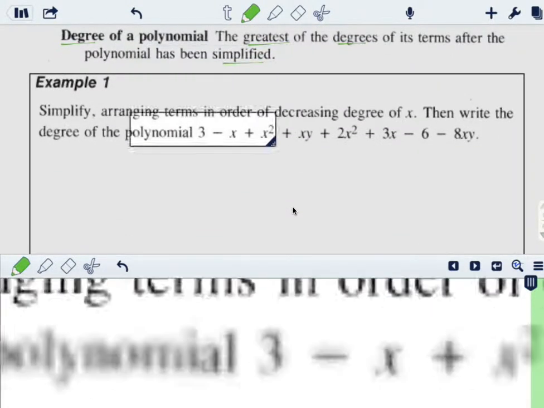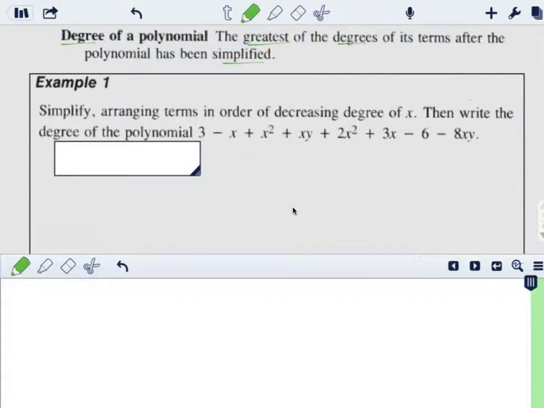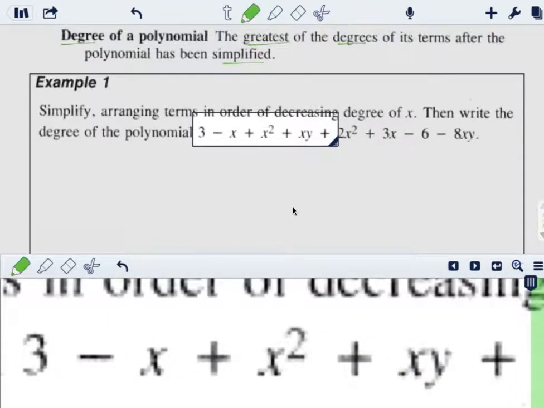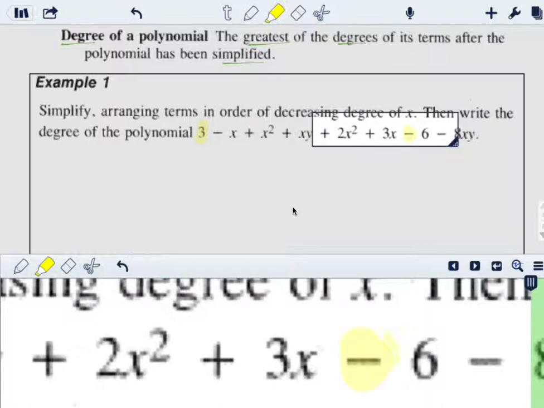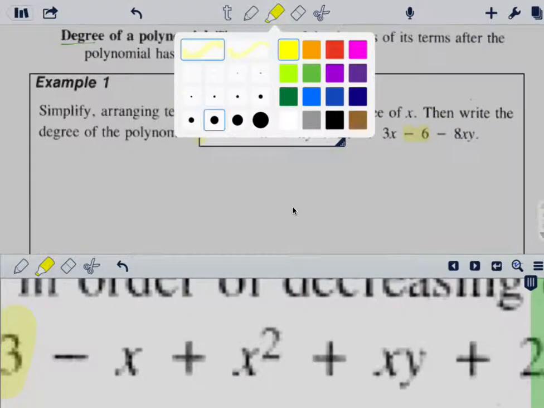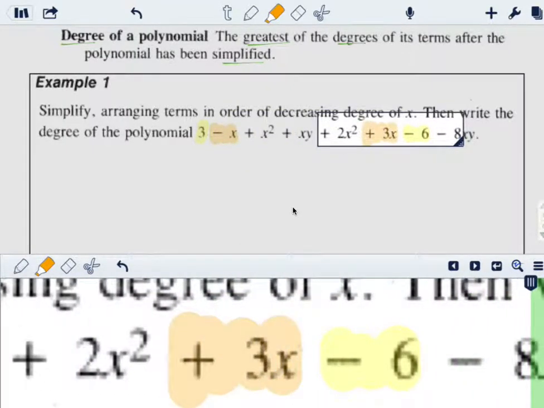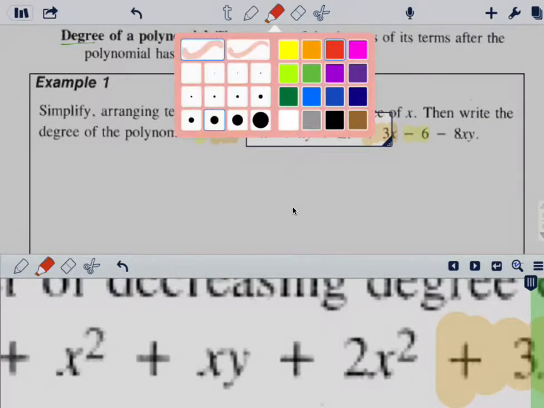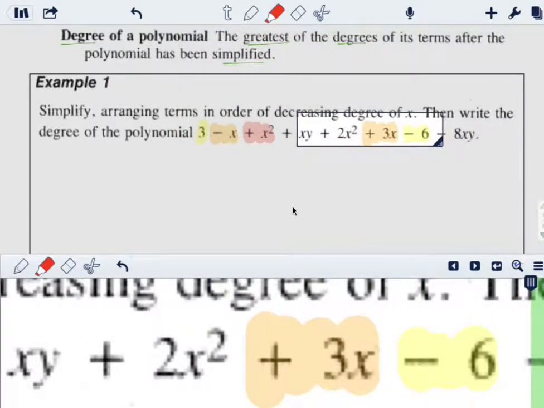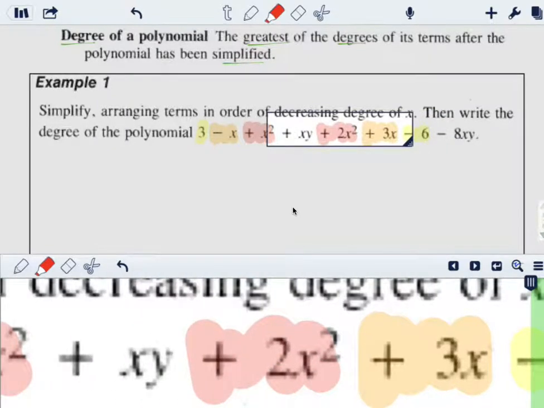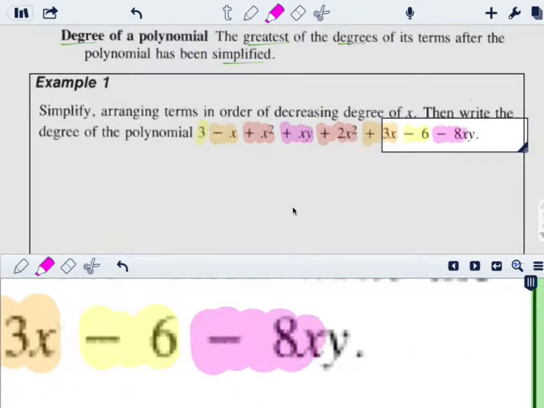So let's look at this example. Example 1: simplify. We arrange the terms in order of decreasing degree of x, then write the degree of the polynomial. Alright, so let's combine like terms. I'm going to highlight here. 3 is a like term with negative 6. Negative x is a like term with positive 3x. Positive x squared is a like term with 2x squared. Positive xy is a like term with negative 8xy.